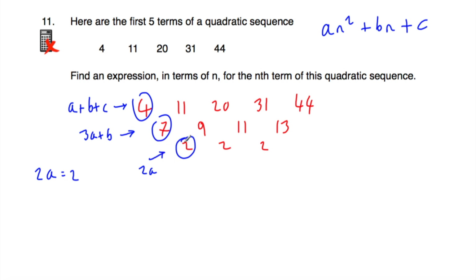Because we know that the second difference is equal to 2a, we've got 2a is equal to 2, and if we divide by 2 and divide by 2, we get that a is equal to 1. So we find a is equal to 1. Fantastic.